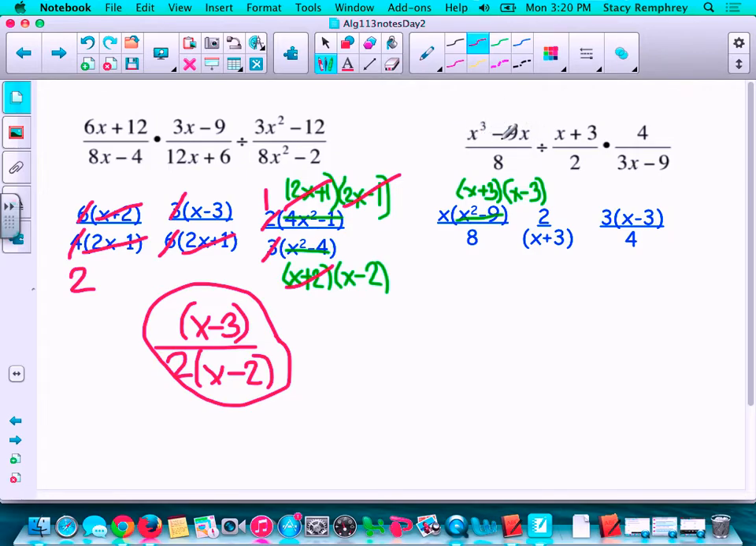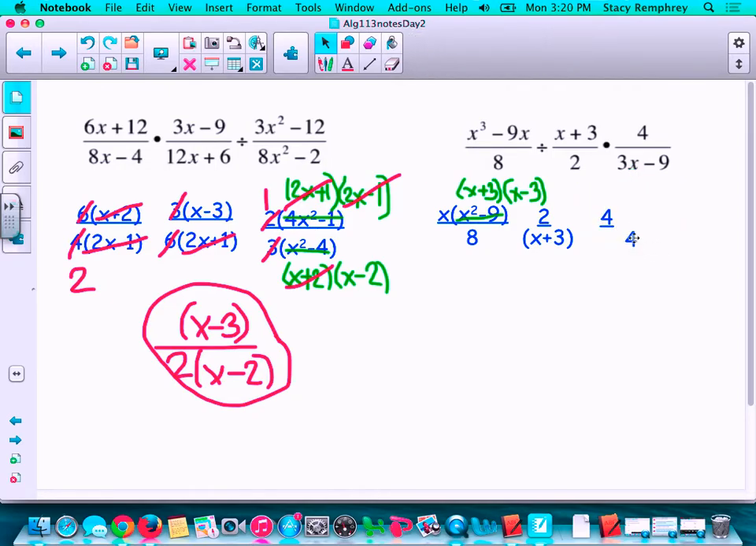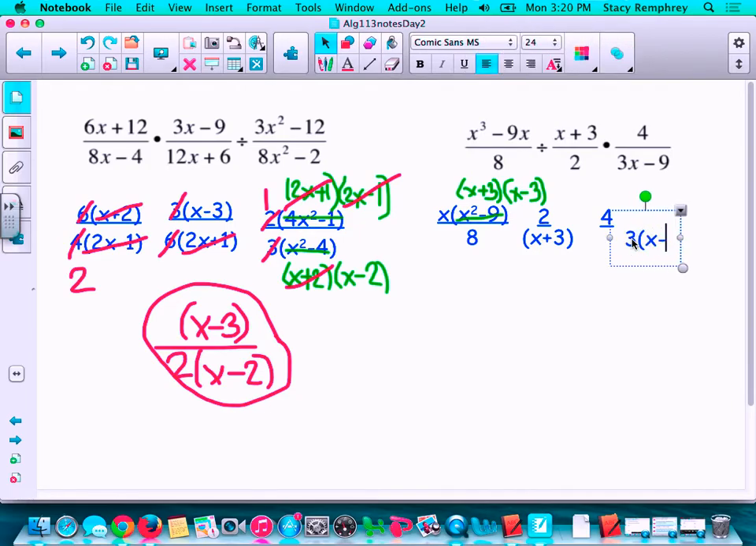Over here, I did a similar thing. I pulled the x, the GCF of x. That's where this came from, and I was left with x squared minus 9. And then I said, wait, I can break up x squared minus 9 into x plus 3, x minus 3 over 8. I multiplied by the reciprocal here. That's why the 2's on top, the x plus 3 is on the bottom. And I shouldn't have flipped that one, so let me fix that. This should be a 4. And this should be a 3x minus 3. I shouldn't have flipped that one. So that's a multiply.